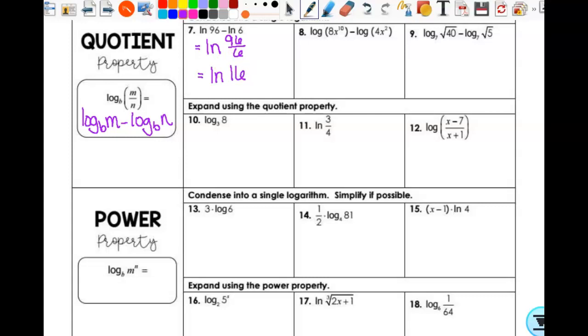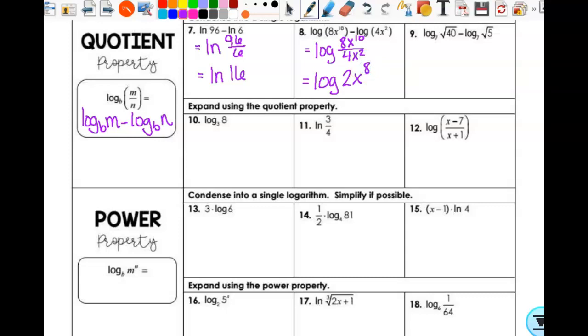All right, so then again, I have two logs with the same base. This becomes the log of 8x to the 10th over 4x squared. So when I divide that, that's going to give me 2x to the what? Eight. Good. You subtract your exponents.